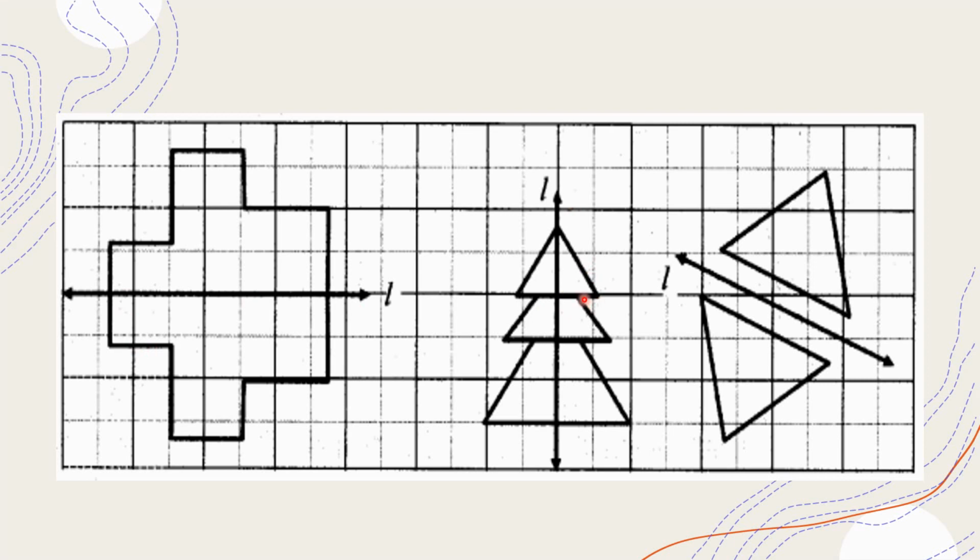In the second figure also you can see that the line L has been drawn here. So here we have completed the symmetrical figure by drawing on the other side, and this line L is the line of symmetry. In the third figure also we have to do the same thing. So this line should be our line of symmetry.